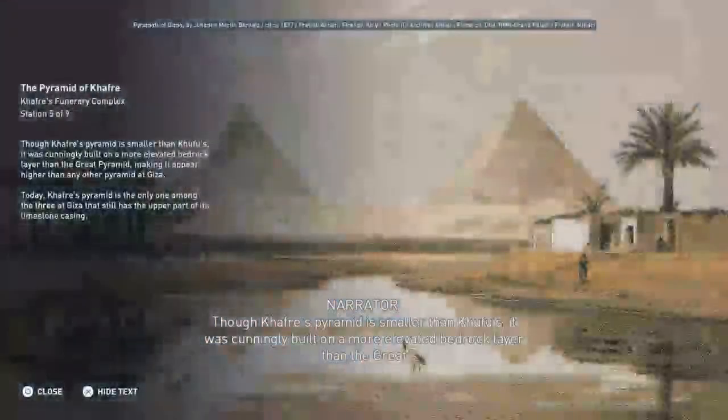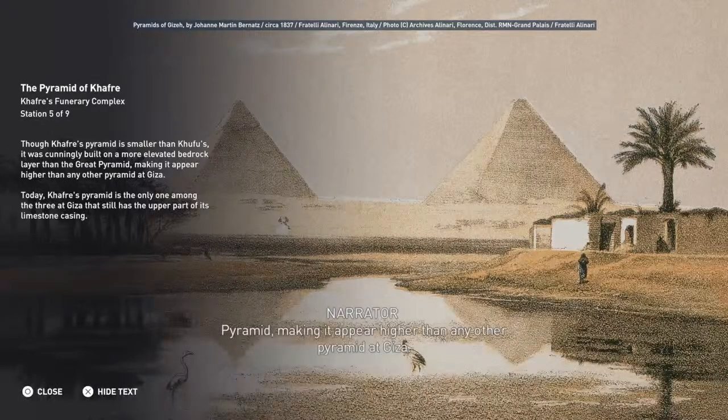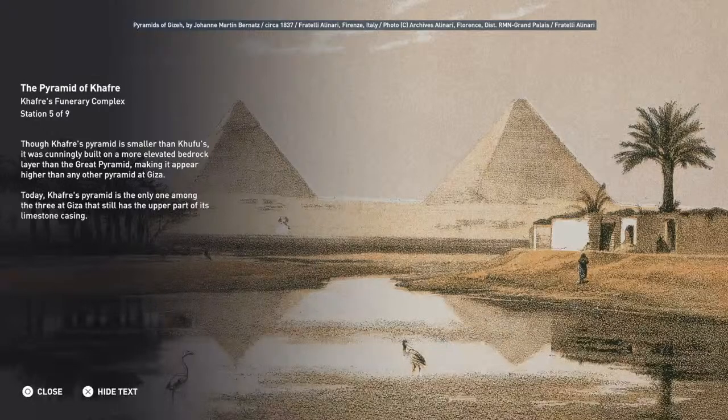Though Khafre's pyramid is smaller than Khufu's, it was cunningly built on a more elevated bedrock layer than the Great Pyramid, making it appear higher than any other pyramid at Giza. Today, Khafre's pyramid is the only one among the 3 at Giza that still has the upper part of its limestone casing.